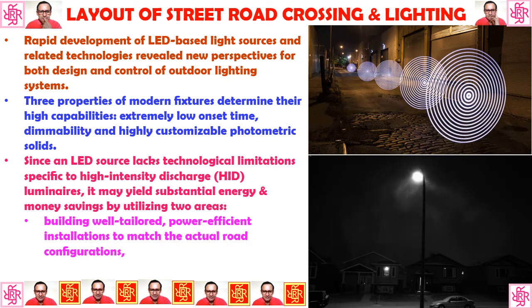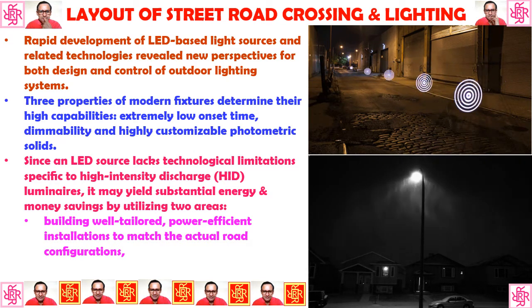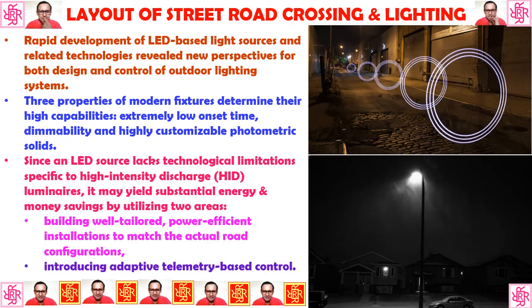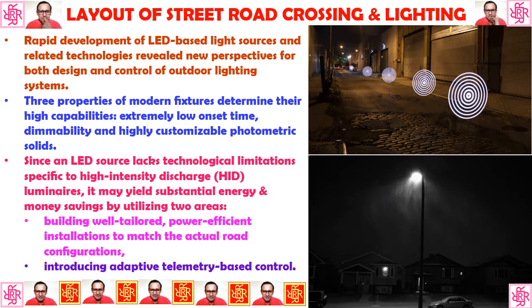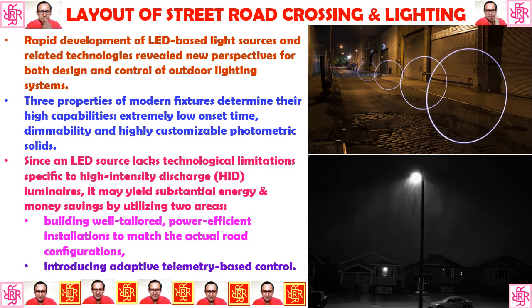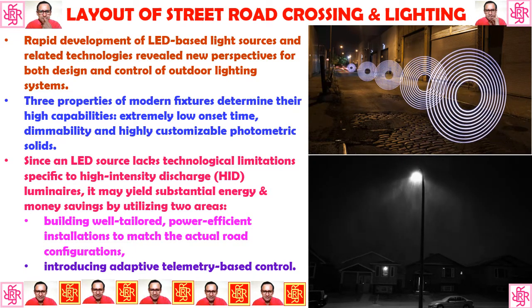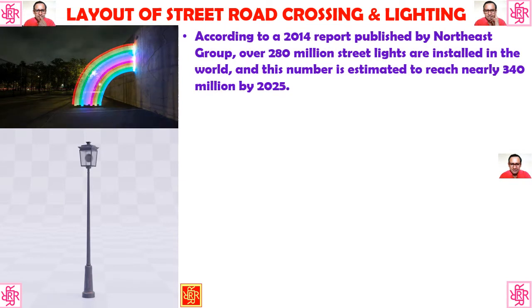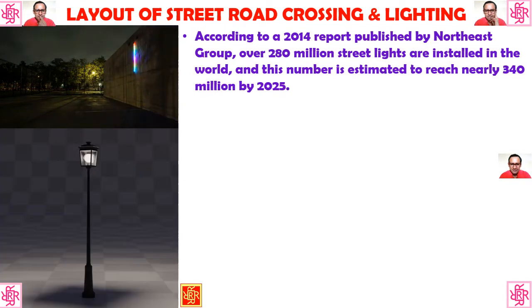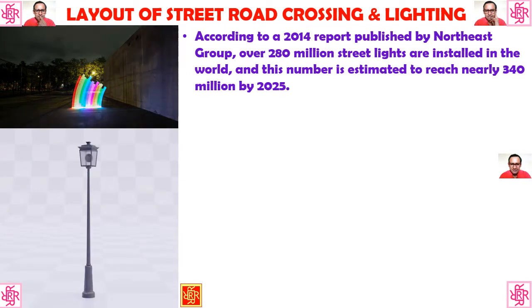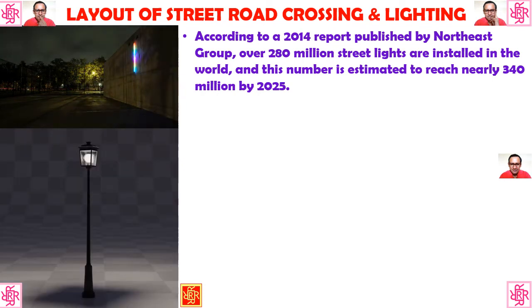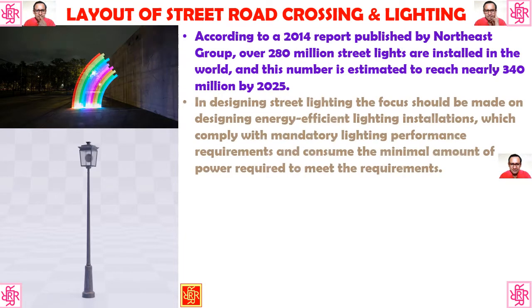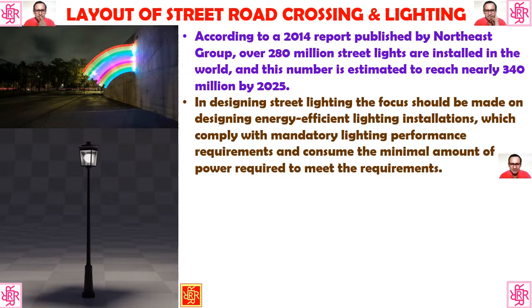Building well-tailored, power-efficient installations to match the actual load configuration. Introducing adaptive telemetry-based control. This is like the latest technology being applied in the lighting of the street. According to a 2014 report published by the Northeast Group, over 280 million street lights are installed in the world, and this number is estimated to reach nearly 340 million by 2025.